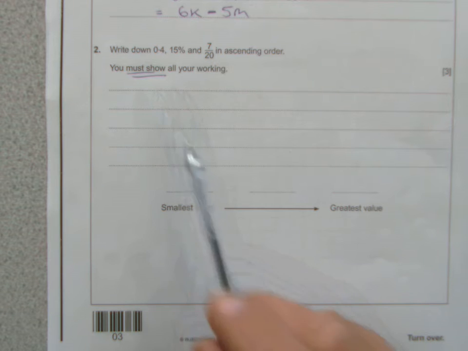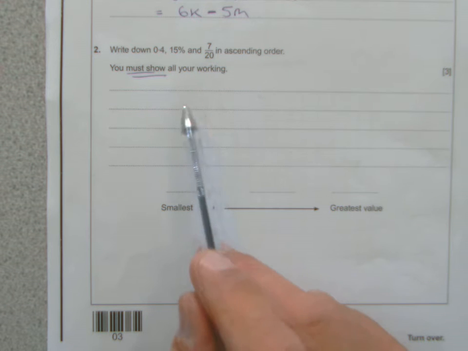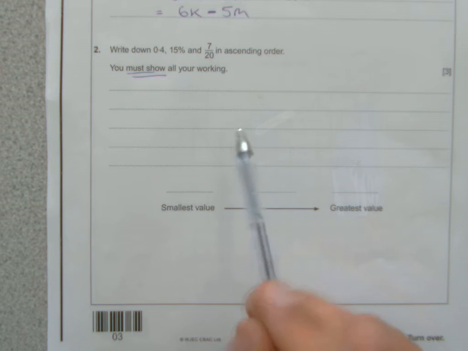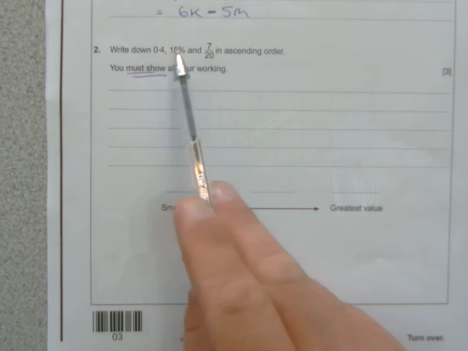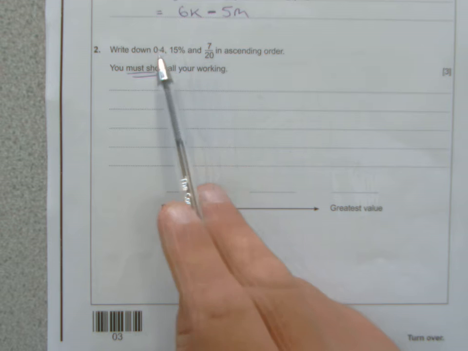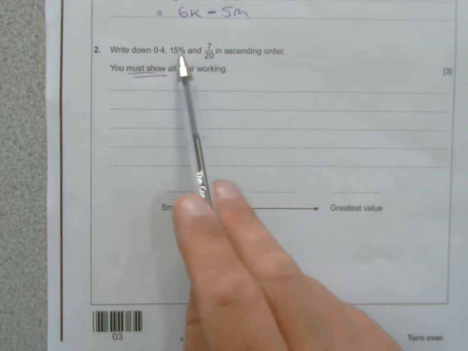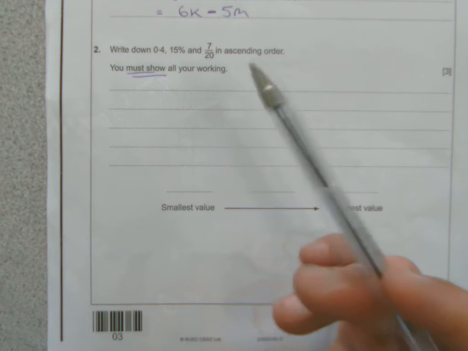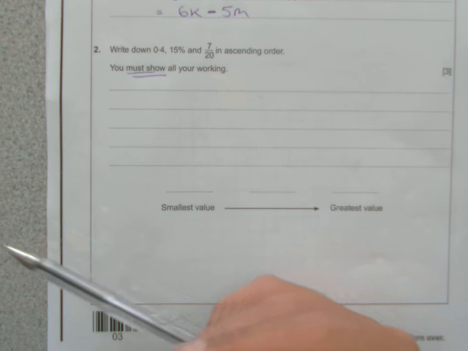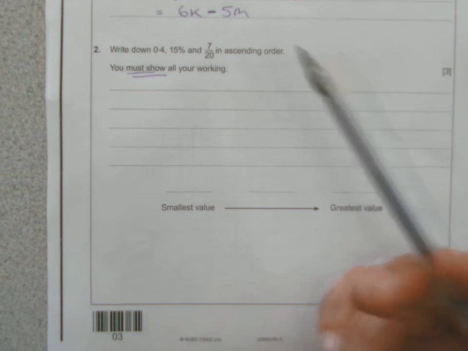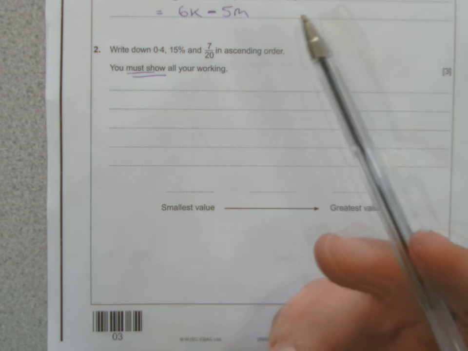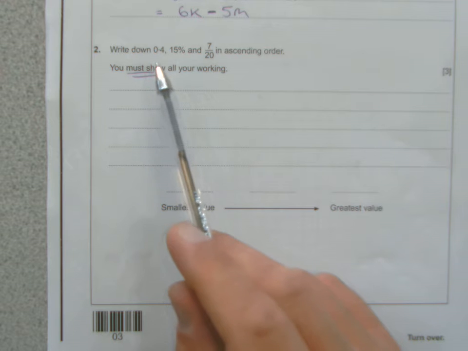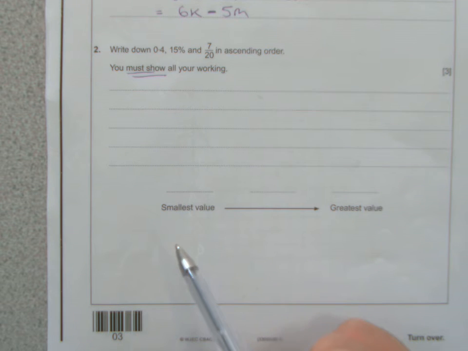In order to determine what is the smallest, and then what is the one in the middle, and then what's the greatest, right? We need to get these into a common sort of type. Now, at the moment, we've got a decimal here, percentage, fraction, right? Now, you can change them all into decimals if you want, or you can change them all into fractions, or you can change them all into percentages, right? It's your choice. In this case, I'm thinking it perhaps be best to change them all into percentages, all right?